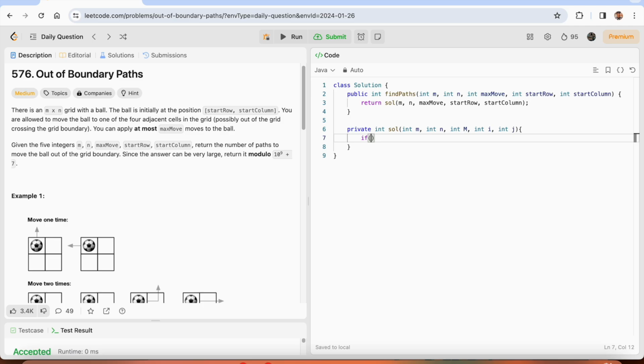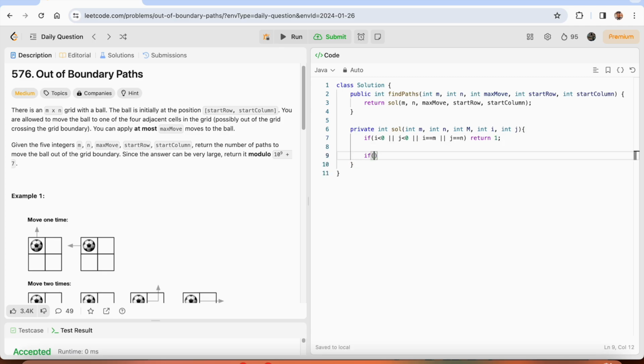First of all, we will check whether the i, j position is crossing the boundary or not. If i is less than 0 or j is less than 0 or i is equal to m or j is equal to n, it means we have crossed the boundary, so we will be returning 1 from here. If M is equal to 0, it means we are left with no moves, so we cannot complete this path and we have to return 0. That means this path will not contribute to our answer, and the boundary crossing is one valid path.